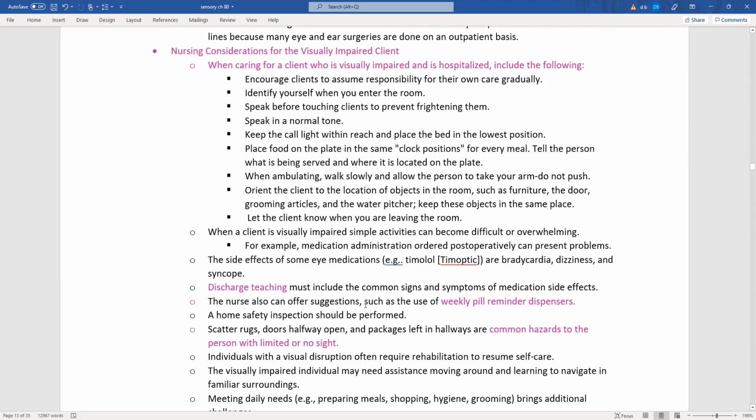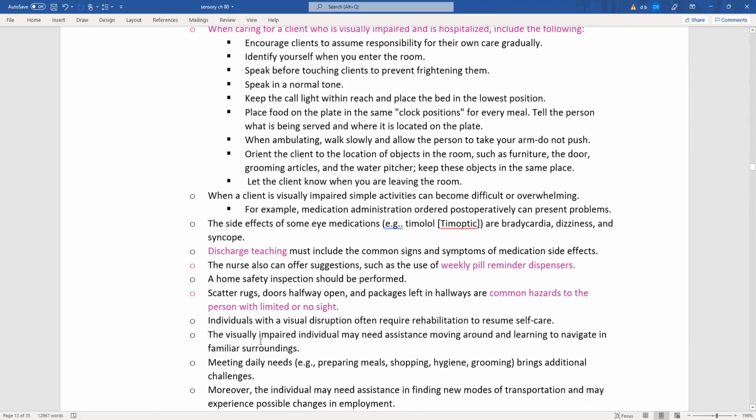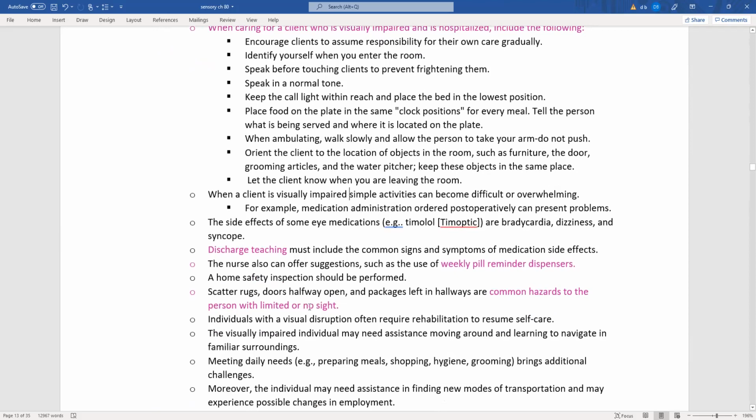The nurse also can offer suggestions, such as get a weekly pill reminder dispenser to help you, Mr. James. A home safety inspection should be performed. Scatter rugs have to go. Doors halfway open, you need to do something with them. And packages left in hallways, all of that is hazardous with limited or no sight. So y'all need to rearrange and clean up in here so this patient doesn't have a fall or a bad accident.